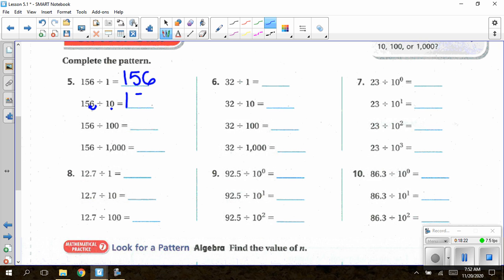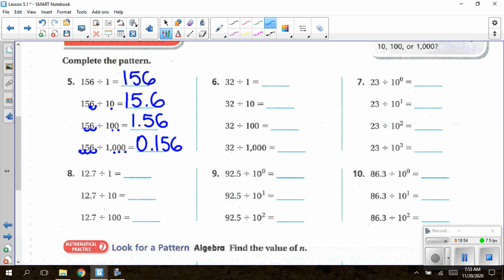That gives me 15 and 6/10. Divided by 100, I have 2 zeros, so 2 swoops to the left from the end of my whole number gives me 1 and 56 hundredths. And then finally, divided by 1,000, it's 3 swoops to the left because there are 3 zeros from the end of my whole number, and that would give me 156 thousandths.